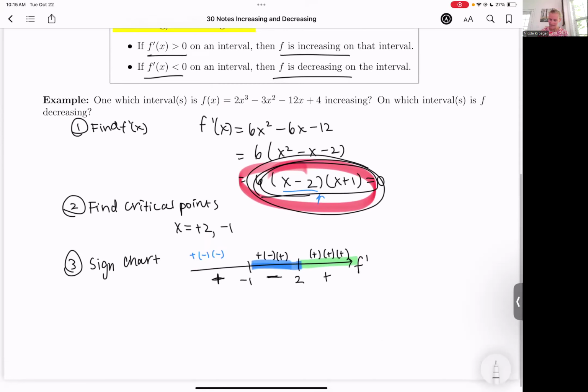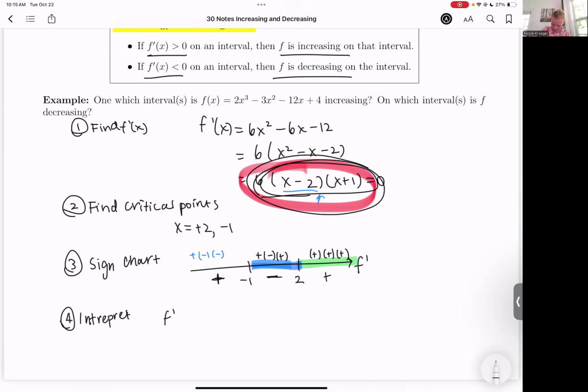What this tells us is that if x is less than -1, my derivative is positive. If x is between -1 and 2, my derivative is negative. And if x is bigger than 2, my derivative is positive. And so now we're going to interpret the results. You don't have to write these steps as 1, 2, 3, 4. I'm just giving this to you for the first one.